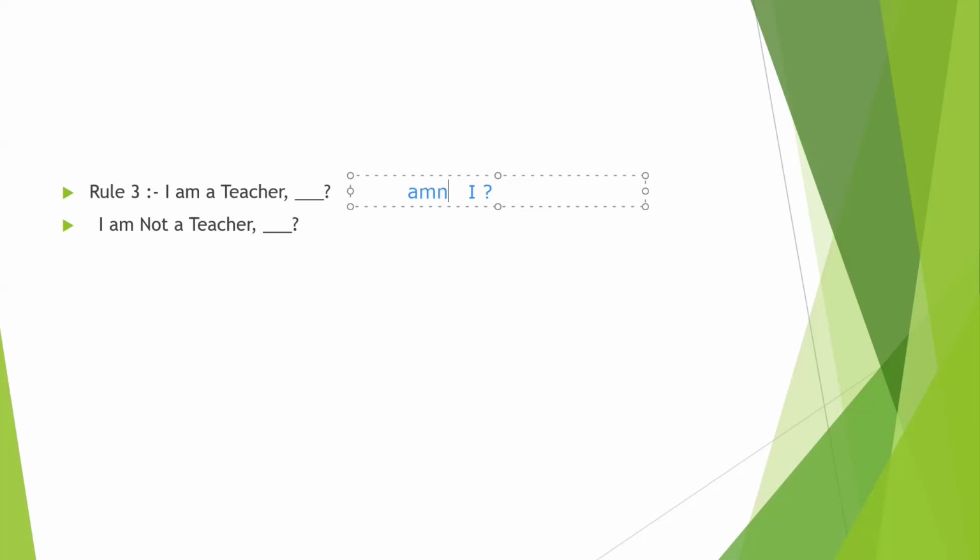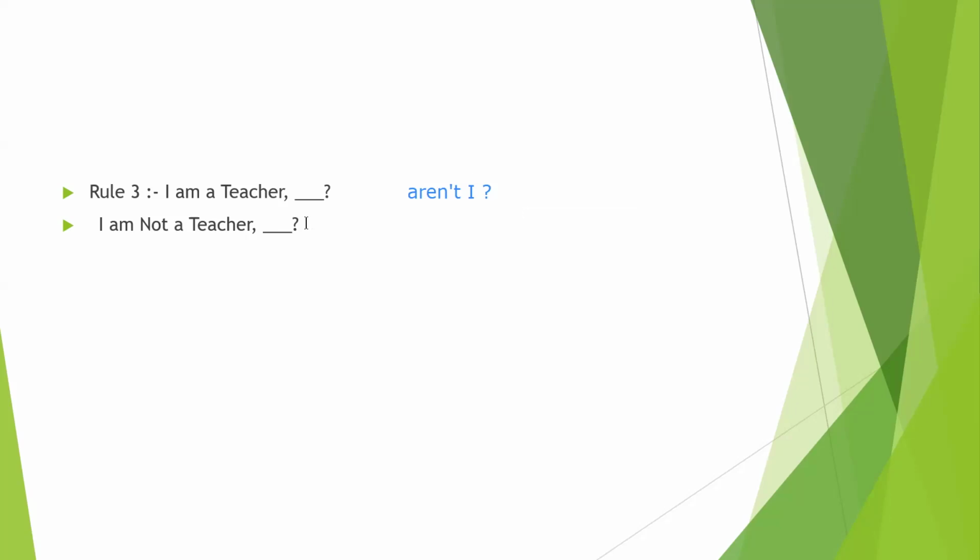Am not means am and I. But in English, am I not is not used. So we write aren't I. This is about the case where the statement is positive and it contains the helping verb am. We write aren't I.